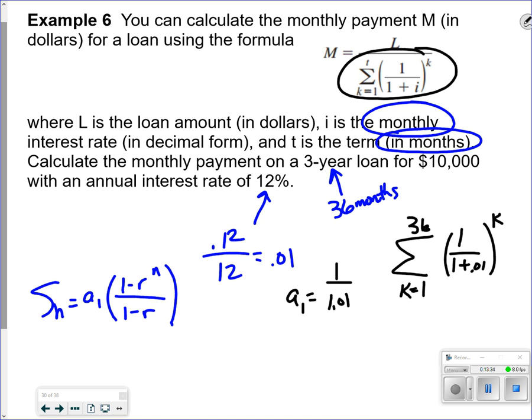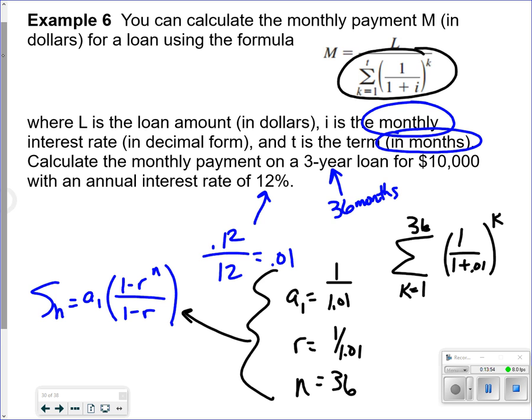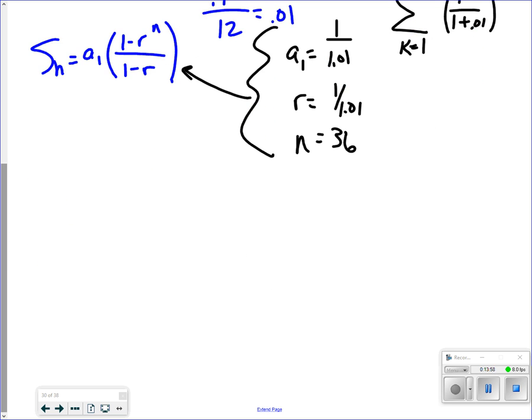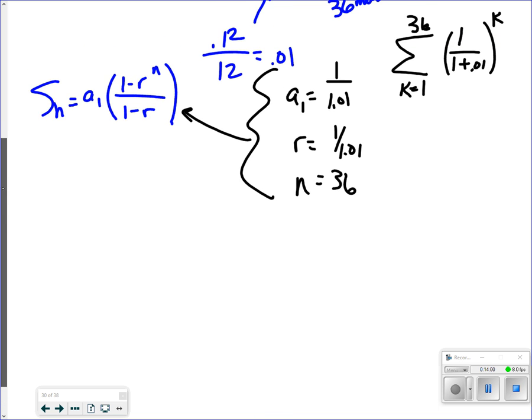R. So what is happening each time? You're multiplying by 1 over 1.01. There's your R. And the N is 36 months. So I have enough information to use the sum formula to find the bottom of that fraction. So I'm going to scroll down here just a little bit. See if I can keep this on the page. All right.